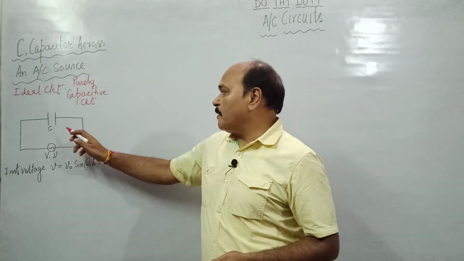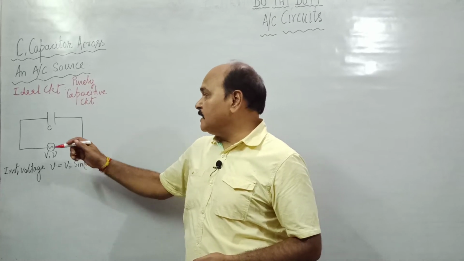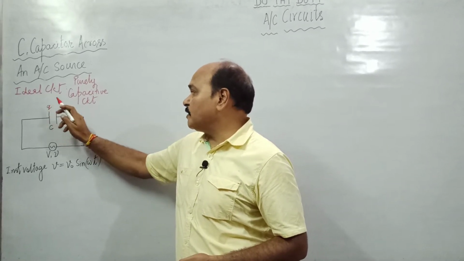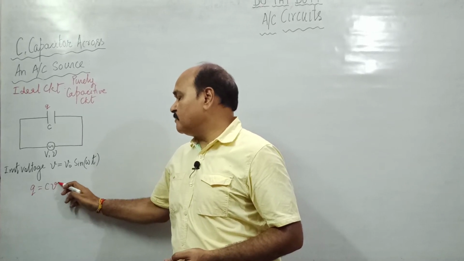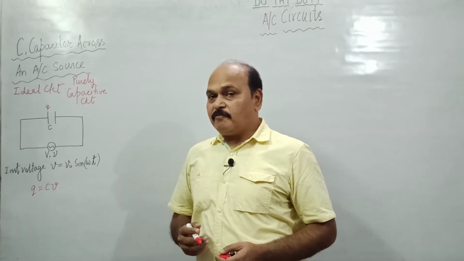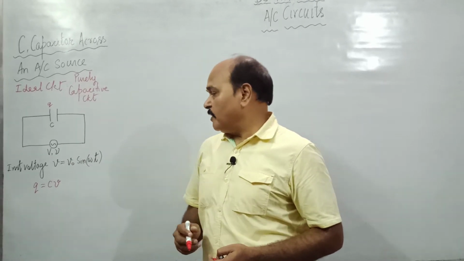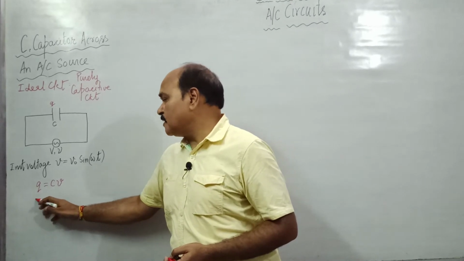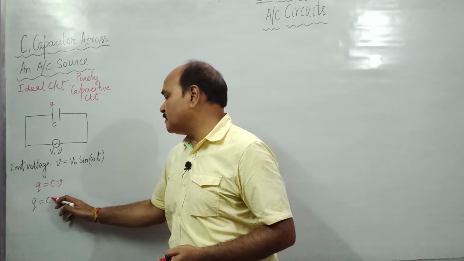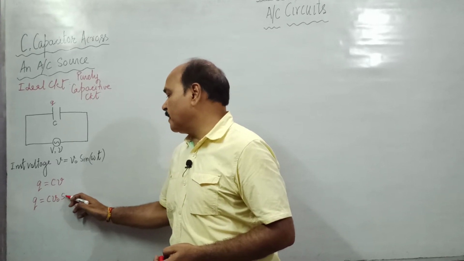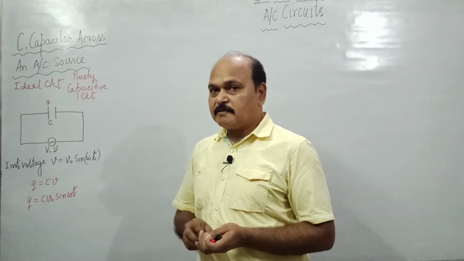So when we connect a capacitor across an AC source, at any instant, the charge Q on the plate of the capacitor is C times V, the instantaneous value of voltage connected across the capacitor. If we substitute the value of V as V naught sine omega t, we get Q equals C V naught sine of omega t. This is the instantaneous value of charge.